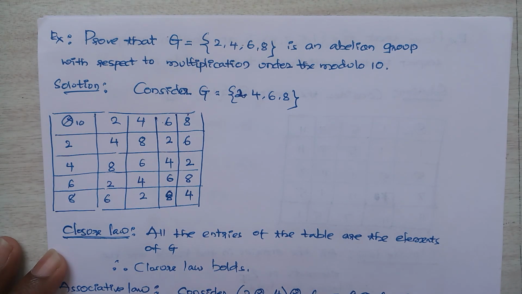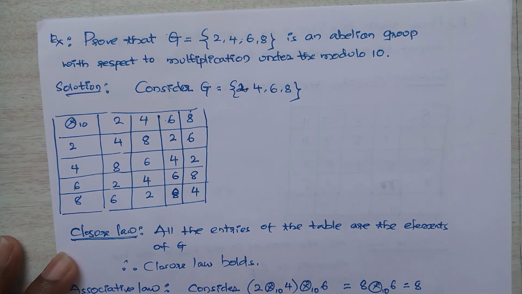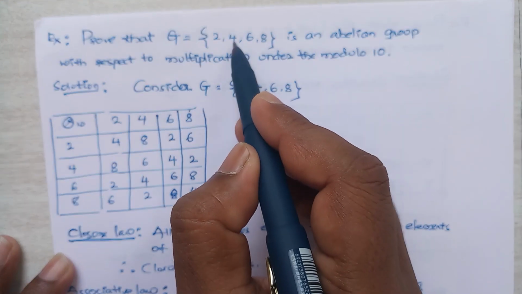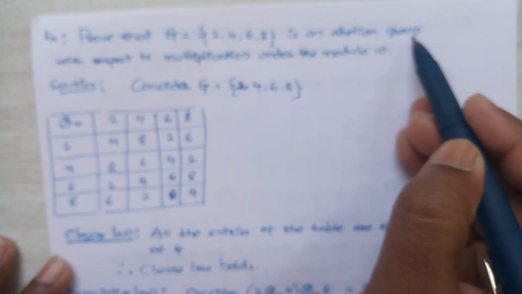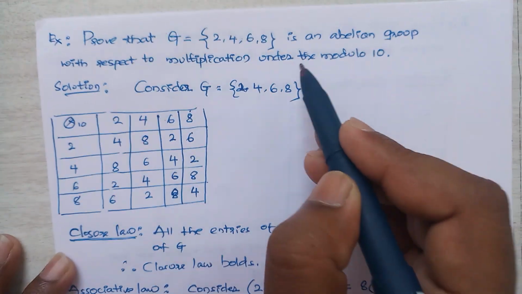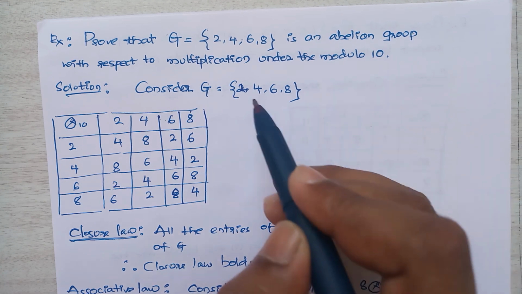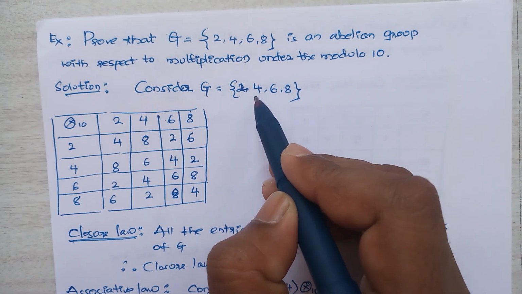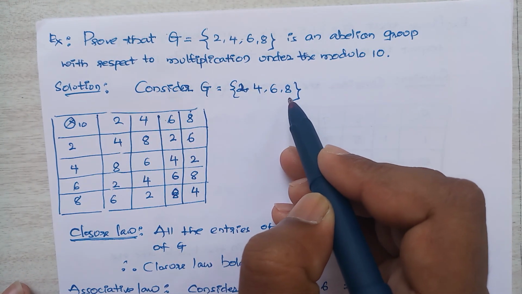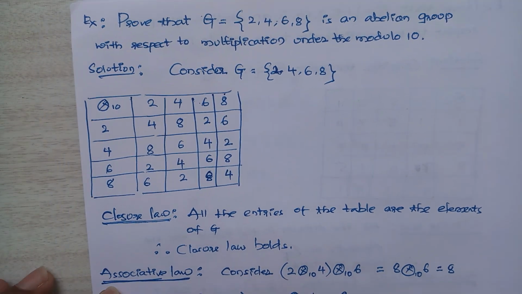So hi everyone. Let me see another example based on multiplication modulo. Prove that Z = {2, 4, 6, 8} is an abelian group with respect to multiplication modulo 10. So consider here Z is equal to what? 2, 4, 6, 8. So here I write a composition table.